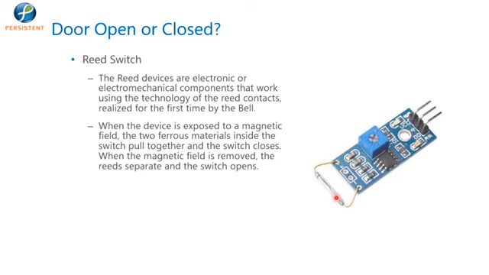Here it is. This is your reed switch. So, if you bring a magnetic field near this, the ferrous materials inside the switch pull together and the switch is closed. And when the magnetic field is removed or taken away, the reeds separate, and the switch is open.